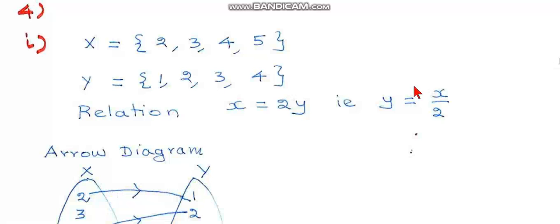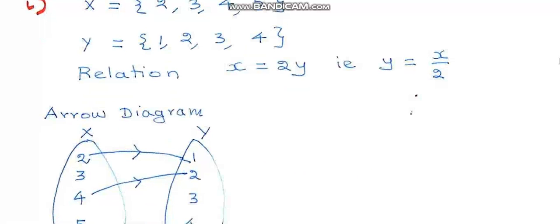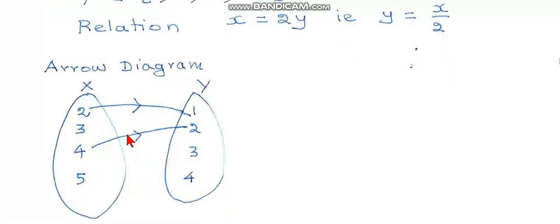If you put 3, 3 by 2, 3 is not related to any element of Y. If you put 4, 4 by 2, that is 2. So 4 is related to 2. If you put 5, 5 by 2, it is not there in Y. So 5 is not related to any element of Y. So the arrow diagram is: 2 is related to 1, 4 is related to 2. That's all. This is the arrow diagram.